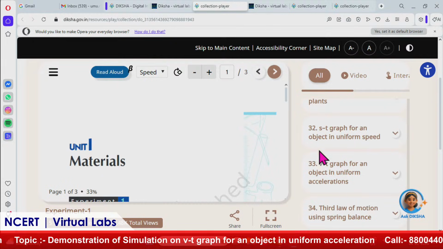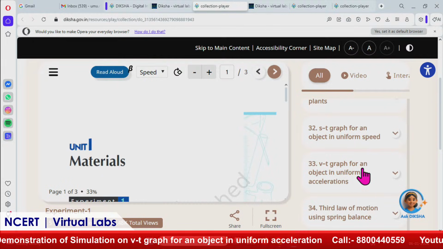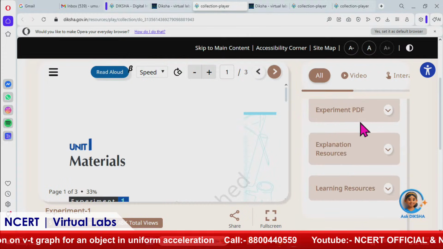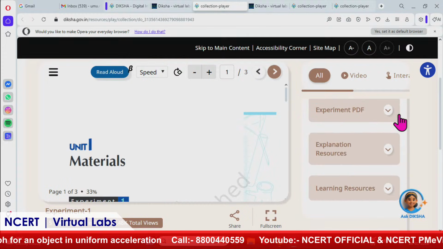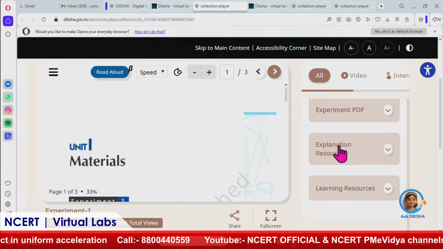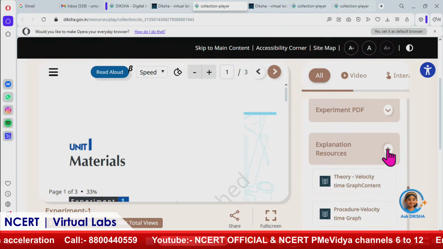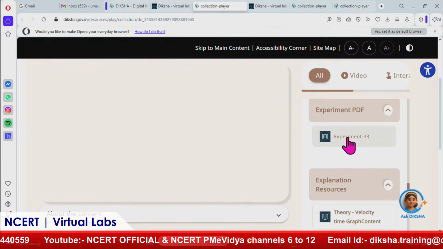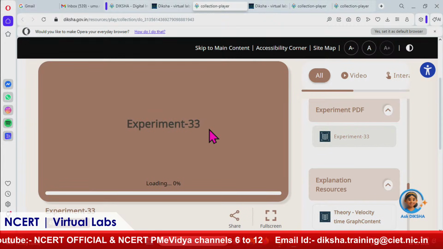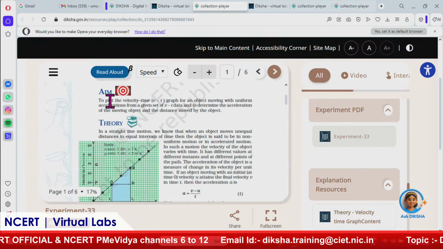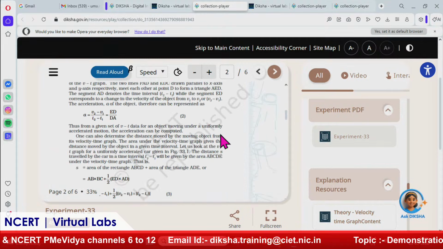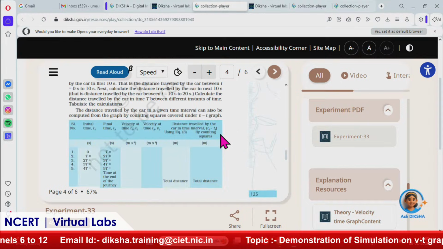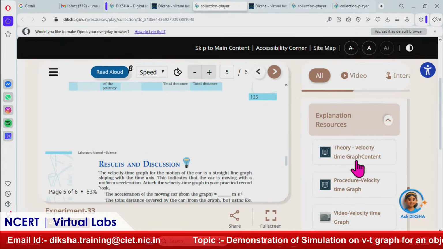Yes. So here this is number 33, VT graph for an object in uniform acceleration. As you click it, you will get different resource material. First is the experiment PDF, then explanation resources. In the experiment PDF, you will get a simple lab manual text PDF, in which the aim is there, theory is there, and what we are going to learn in this entire experiment is beautifully explained over here. So one by one we will go through it.